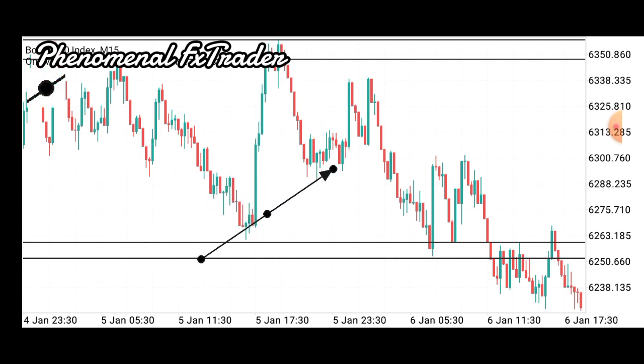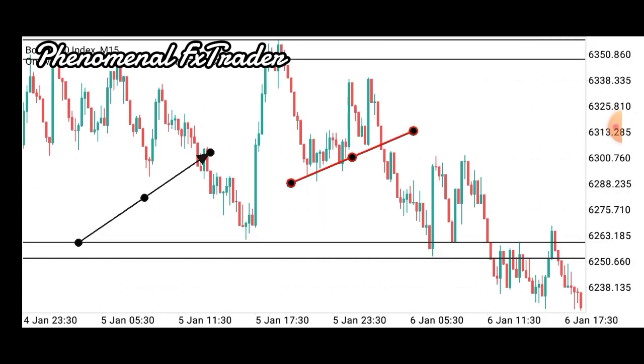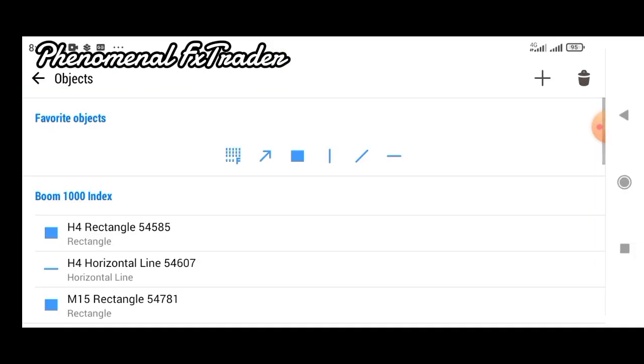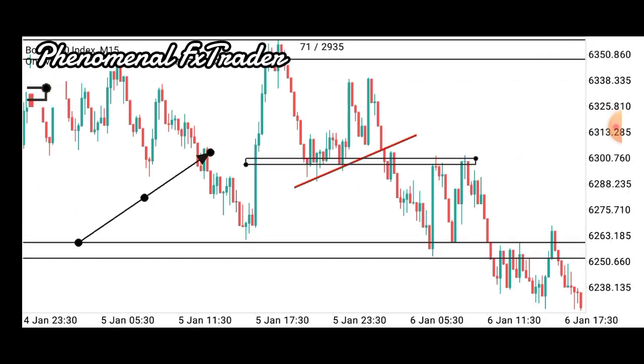Why? Because we have a consolidation around here. It took the market a couple of hours or so before it was able to go up, then come back. So if you put a trend line just right here, guys, this is a double top. And you can even use a horizontal line or a rectangle to mark this as your neckline, guys. This can be your neckline.